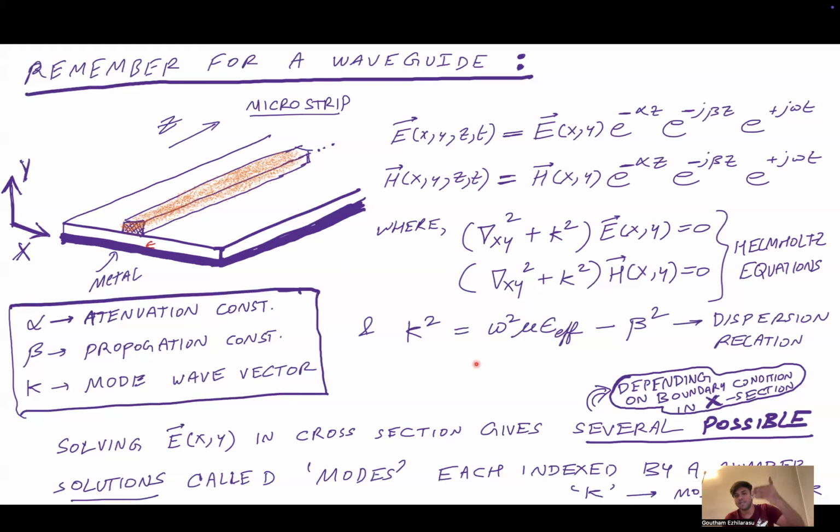And from this k, which denotes the kind of mode and the kind of field distribution in the cross section, it is possible to calculate, using the dispersion relation, for a given beta and a given omega, what the effective dielectric constant of the material cross section is for that given mode that is propagating in the waveguide.